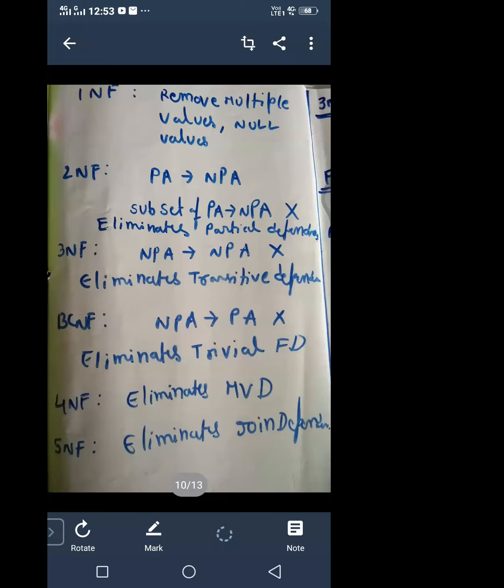Here every non-prime attribute is fully functionally dependent on the key, or maybe the primary key. But the problem is that partial functional dependencies are not accepted, so in second normal form we eliminate partial functional dependencies. Here I'm writing that: in second normal form, PA arrow NPA, prime attribute determines non-prime attribute, but it should not occur that a subset of a prime attribute determines a non-prime attribute. I hope that is clear.